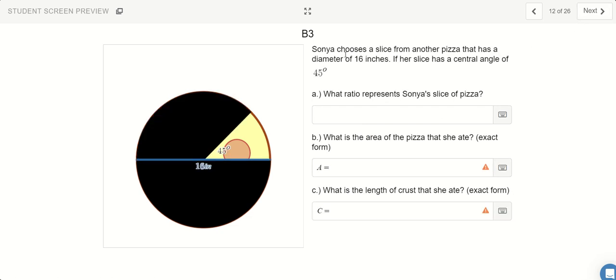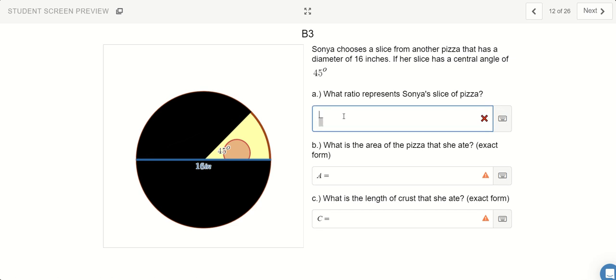Okay. So Sonia picks a slice from a different pizza. This pizza is only a 16-inch, and her slice has a central angle of 45 degrees. So this part of the pizza represents how much of the whole thing? Do you remember how many degrees are in the full circle? We know a full circle is worth 360 degrees, and that should go on the bottom. Right now we only have 45 out of 360.